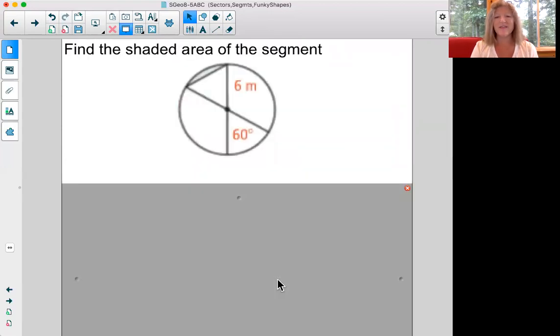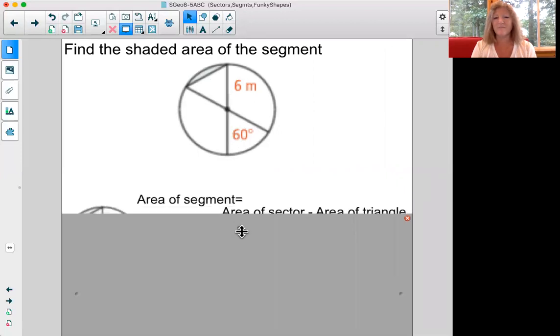So pause, find the blue area, and then press play. So in order to solve this, you have to remember that this arc is the same measurement as the central angle, vertical angles are congruent, and this angle is the same measurement as this arc. Once you realize that, then you know that this sector minus this triangle will get you what you want. And so you have to find the area of the sector minus the area of that triangle.